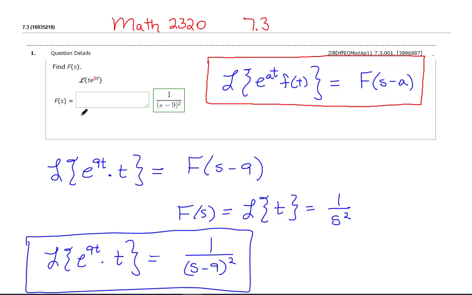Welcome to Math 2320. This is section 7.3, where we look at further properties of the Laplace transform.